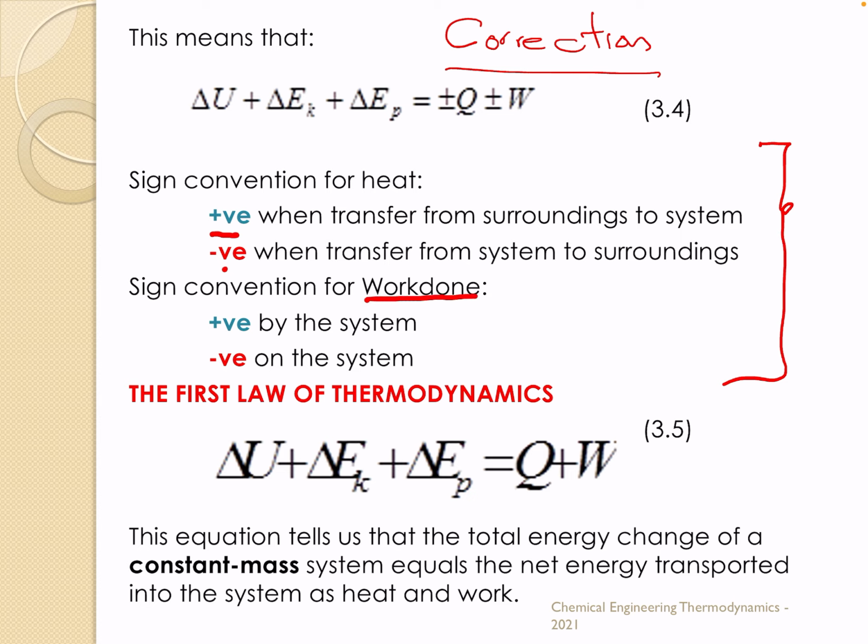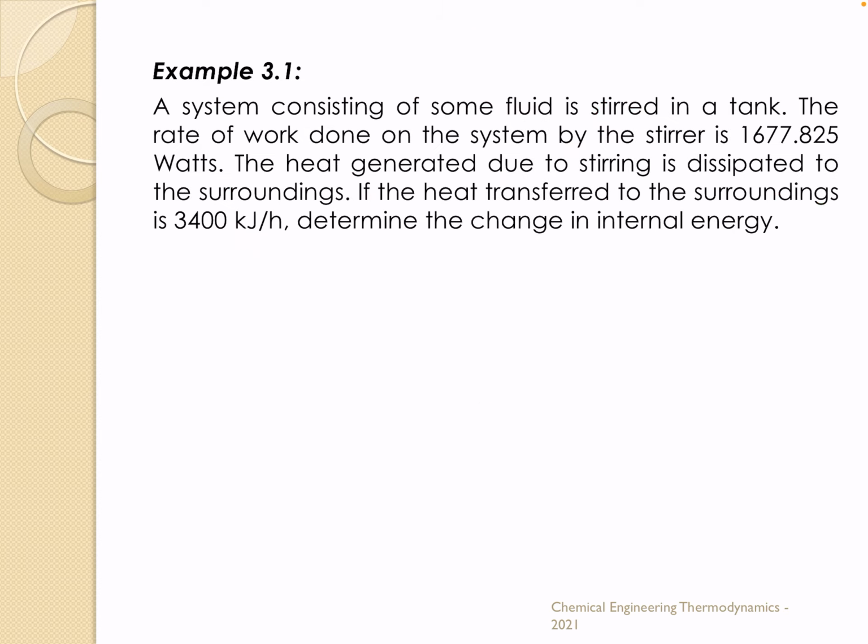Take note for work done. What we have for work done is different from what you have for heat. For work done, when work is done by the system, it is positive. When it is done on the system, it is negative. So take note of those two differences. It will become clearer when we walk through the examples in the next couple of slides.